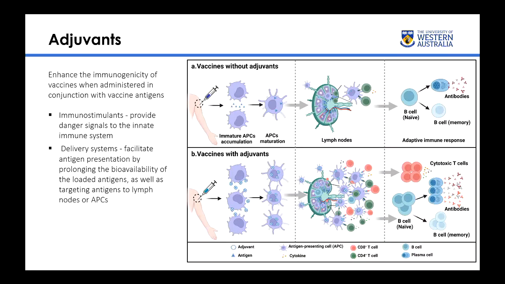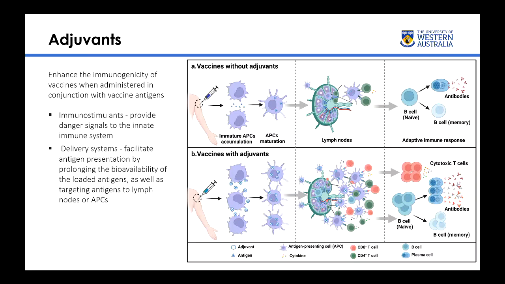Okay, very quickly on adjuvant. The name itself says it boosts, it enhances the immunogenicity of vaccines when administered. So here, with a vaccine without adjuvant, you have an immune response that is lessened as compared to vaccines with adjuvant. There are a lot more APCs coming to the site of injection, a lot more activation in draining lymph nodes, and a lot more activation of antibodies, memory B cells, and cytotoxic T cells as well.